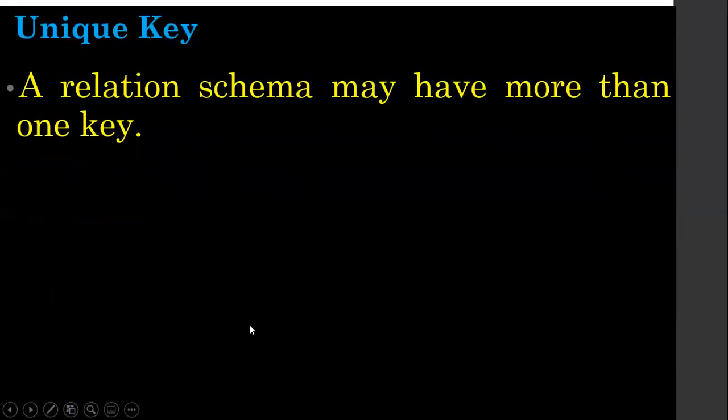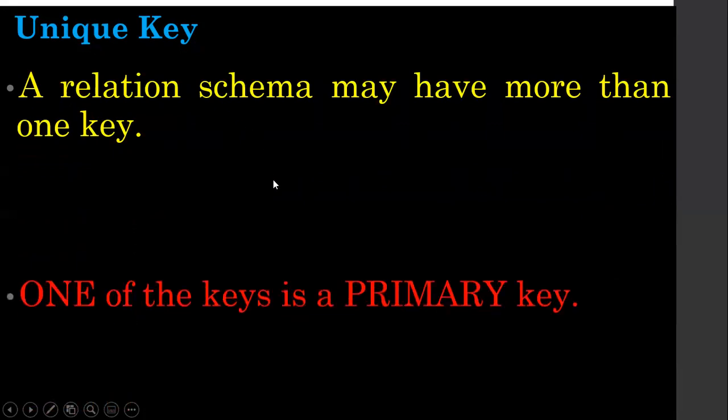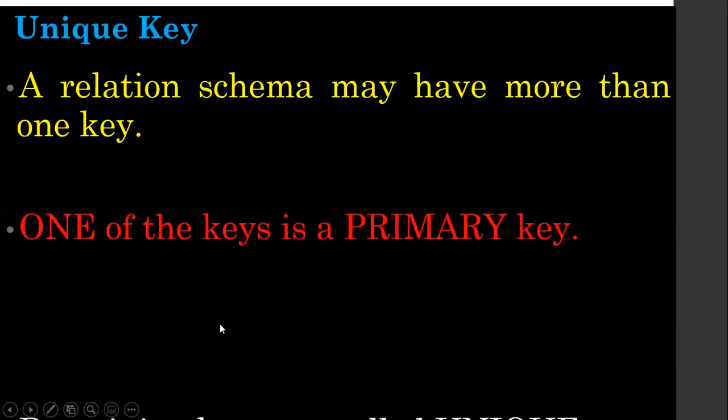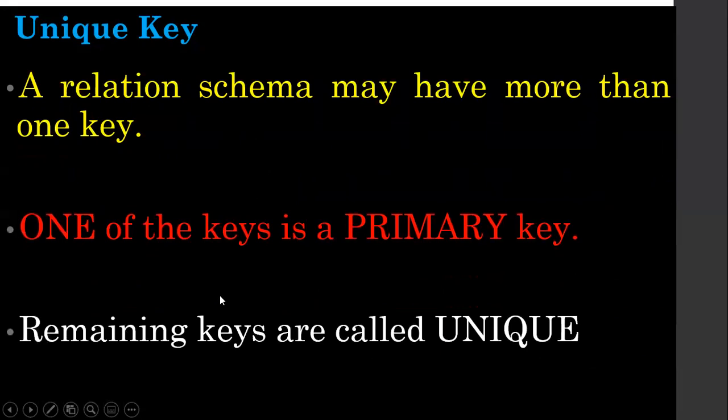Then next, unique key. Again, a relation schema may also have more than one key. One of the keys will be considered as the primary key. The remaining keys will be considered as the secondary keys or the unique keys.